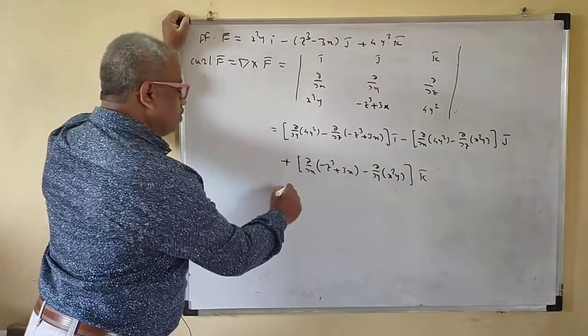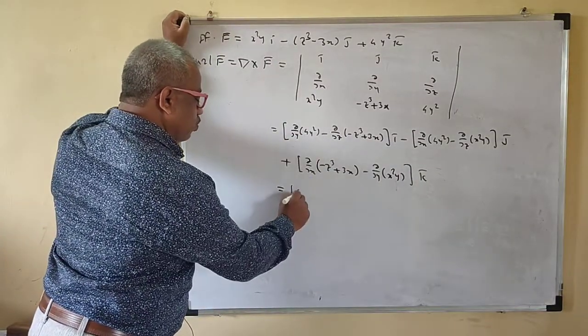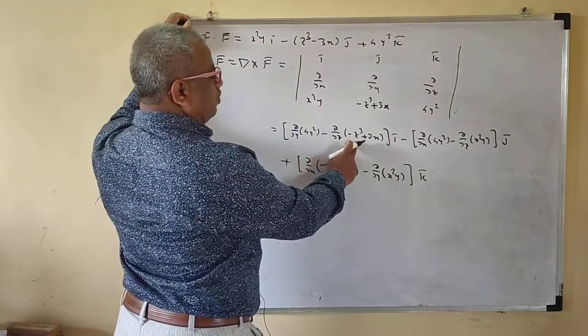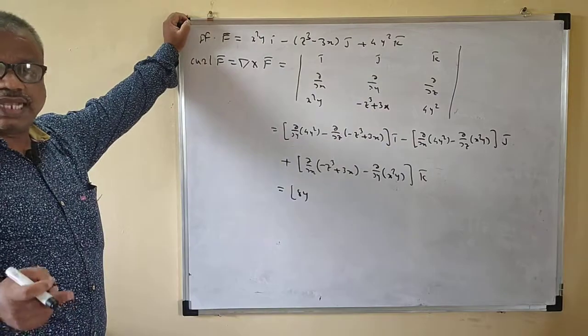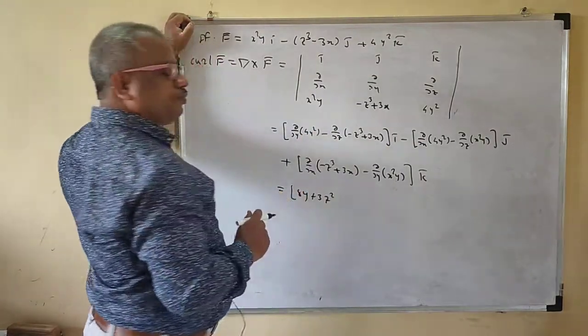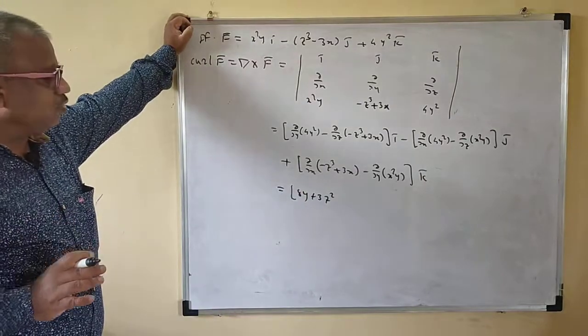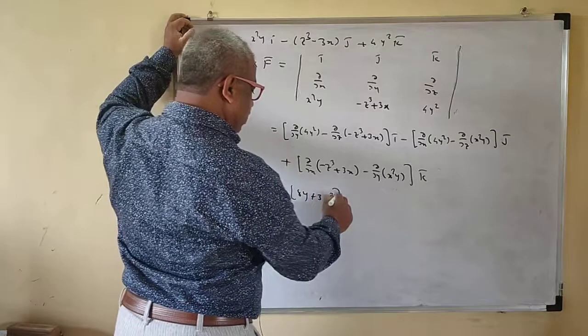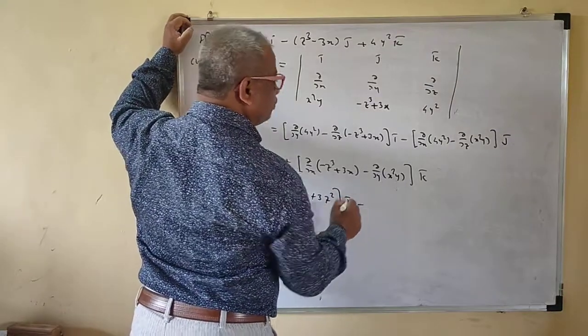So the derivative of this is what? The derivative of this is 8y. And ∂/∂z of this one is minus 3z². And this is minus, so plus 3z². The derivative of 3x is 0 because we are differentiating partially with respect to z. So this is i bar.